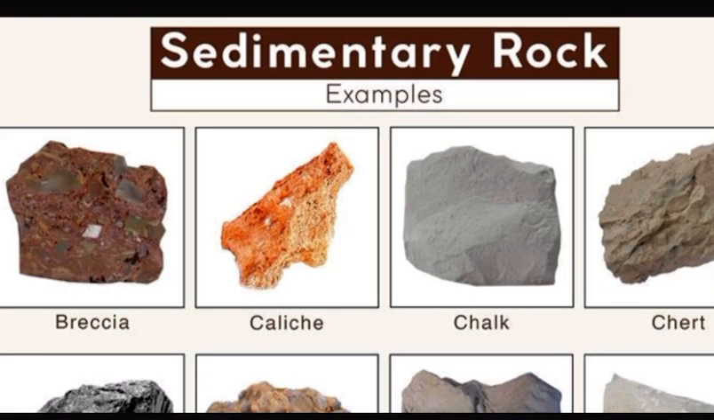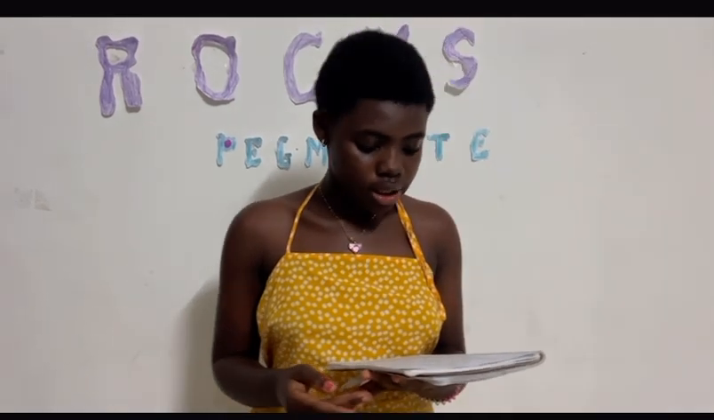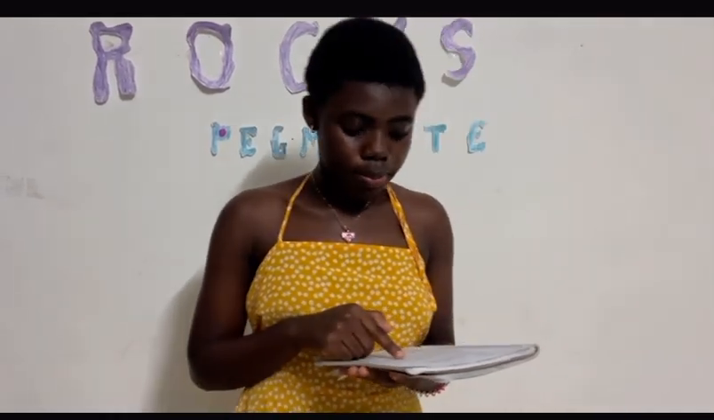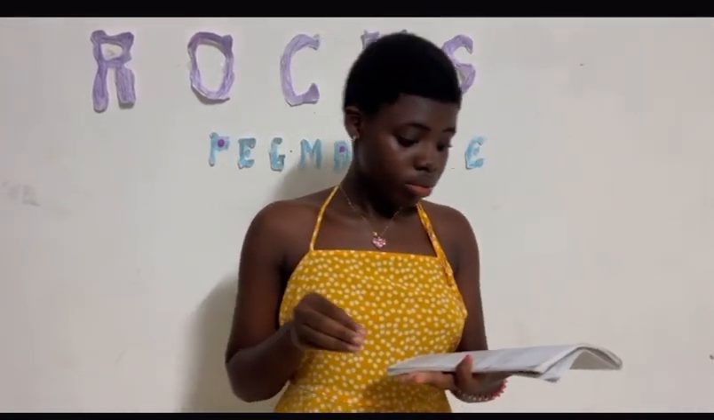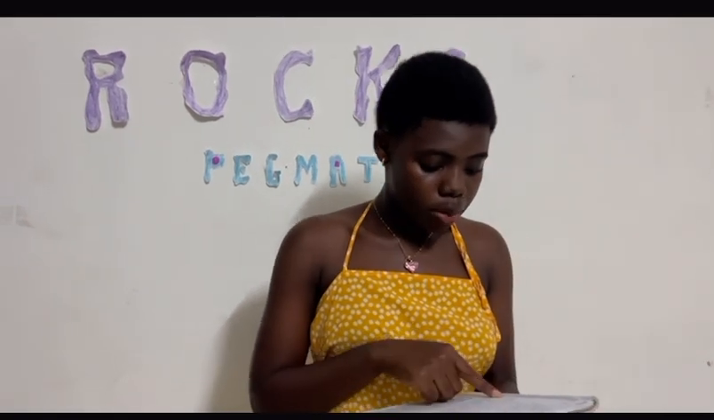On to the next rock, sedimentary rocks. They are formed from sediments, which are small pieces of rocks, minerals, and organic materials that have been eroded and transported by water, ice, or wind. Sediments are just tiny bits of sand, other minerals, and other materials that have been eroded and deposited by water, wind, or ice. You can also say that they are formed from the accumulation, deposition, and cementation of sediments.